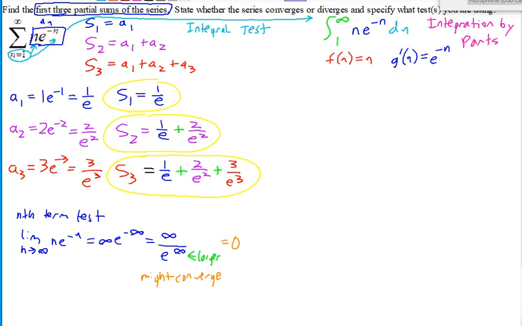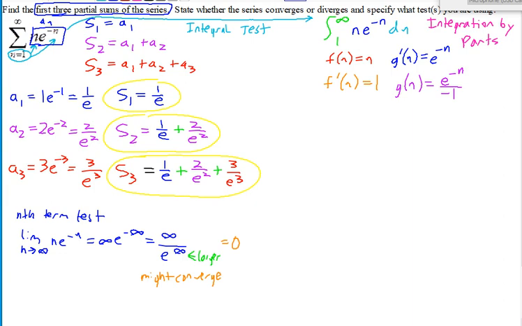And then we find the derivative of this one, which is 1. And integrate this one using the u substitution shortcut. The derivative of negative n would just be negative 1, so you divide by that. The e part stays the same.